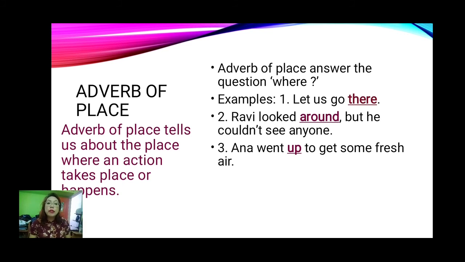Number two, Ravi looked around but he couldn't see anyone. So Ravi is the subject, looked is the verb. Where did he look? All around. So it is adverb of place. Number three, Anna went up to get some fresh air. So here you can see Anna is the subject, went is the action. So went where? Where did Anna go? She went up to get some fresh air.